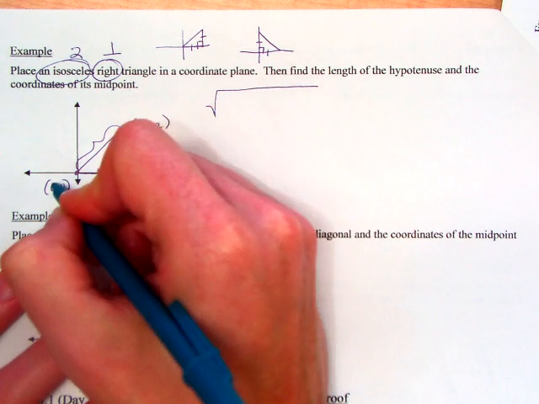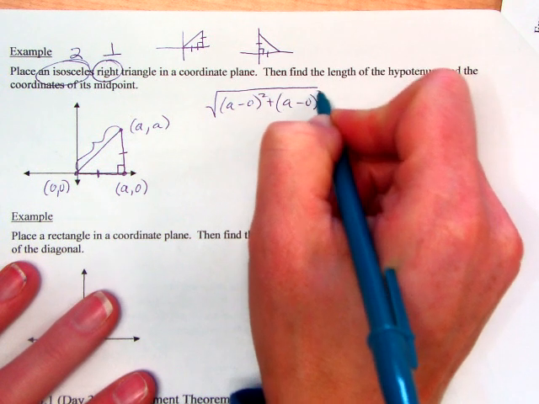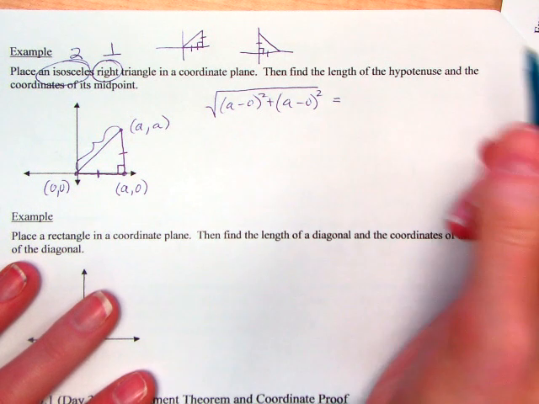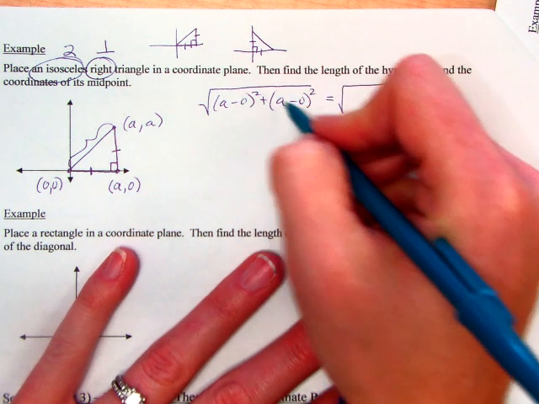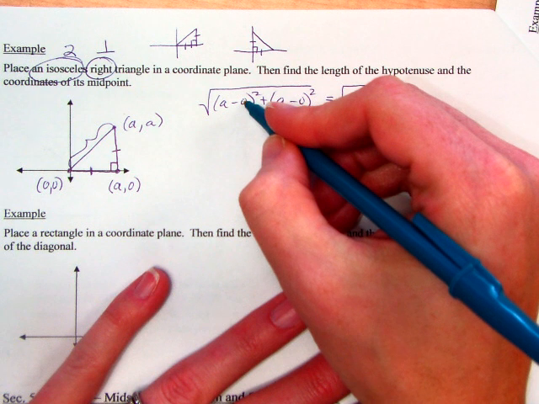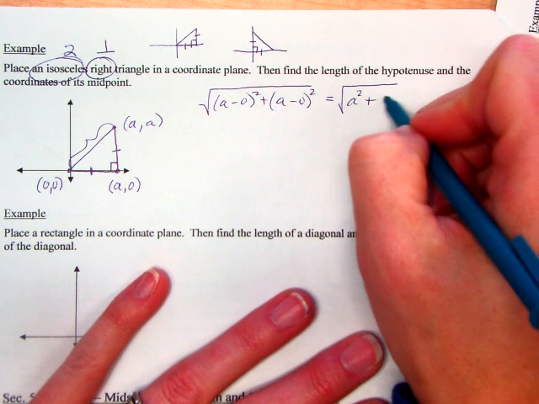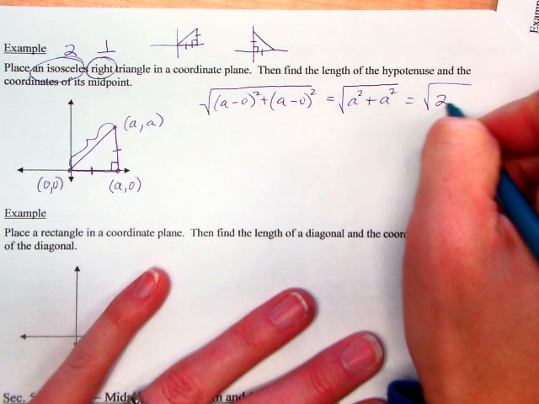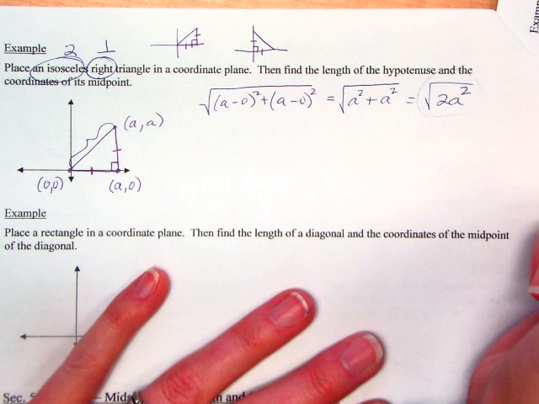So A minus 0, and A minus 0. This is probably the part you're not going to like, is they won't come out to be answers. They're going to come out to be letters. So A minus 0 is A, and then A squared. A minus 0 is A, and A squared. You can add them together and get 2A squared, but that's all you're going to do. You can just leave it like that.